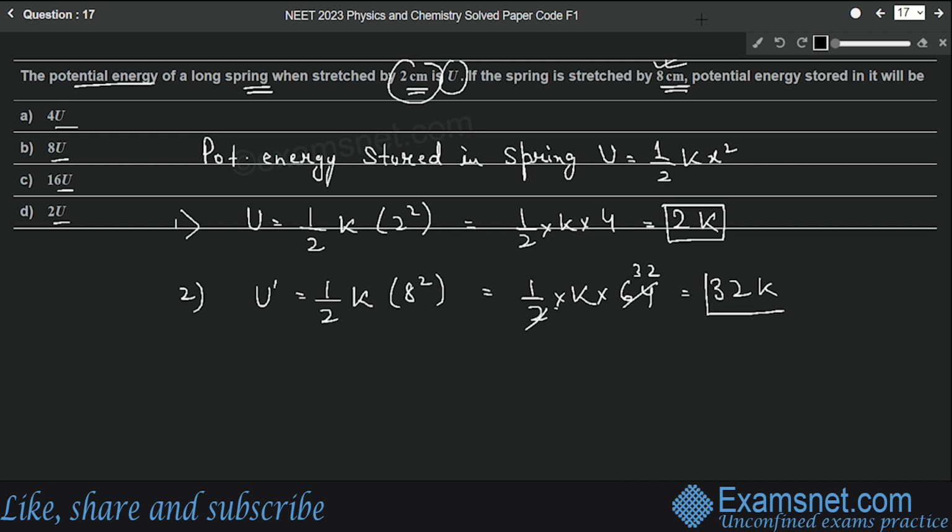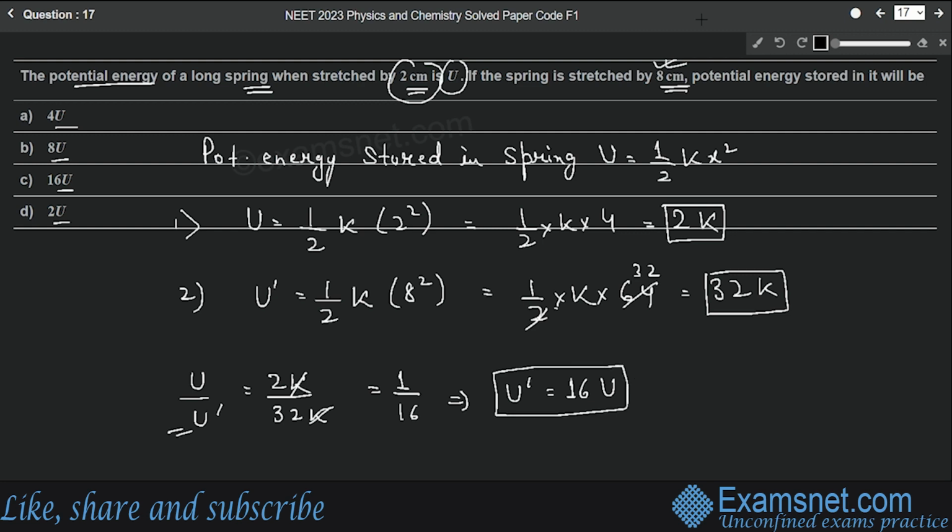Okay. So in the first case, the potential energy stored is 2K, and in the second case, it is 32K. Now, if we divide the first one by the second one, then U by U dash will be equal to 2K upon 32K. Okay, so K will be cancelled, and here we get 1 by 16, right? So what will be the new potential energy, that is U dash? U dash will be equal to 16 times the initial potential energy, that is 16U. Okay. So which option should be the correct one? Option number C will be the correct answer.